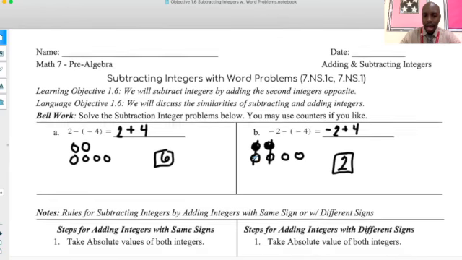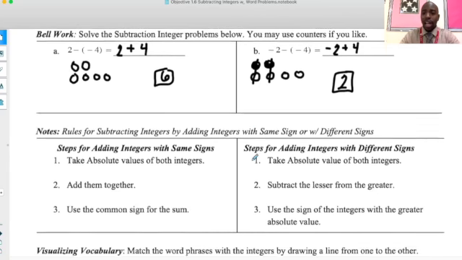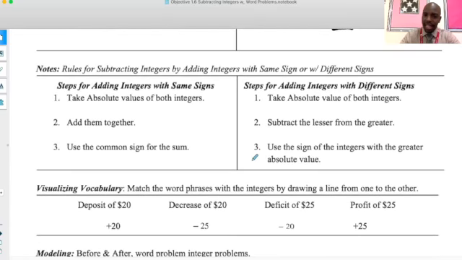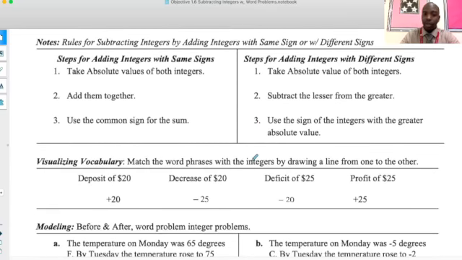Now, in this worksheet, as well as the last worksheet, I included the directions to use absolute value because I think it's important to remind yourself how to do it. Once again, absolute value of both. Same signs you're adding, different signs you're subtracting. Same signs you're using the common sign, and for different signs, just use the sign of the bigger number.